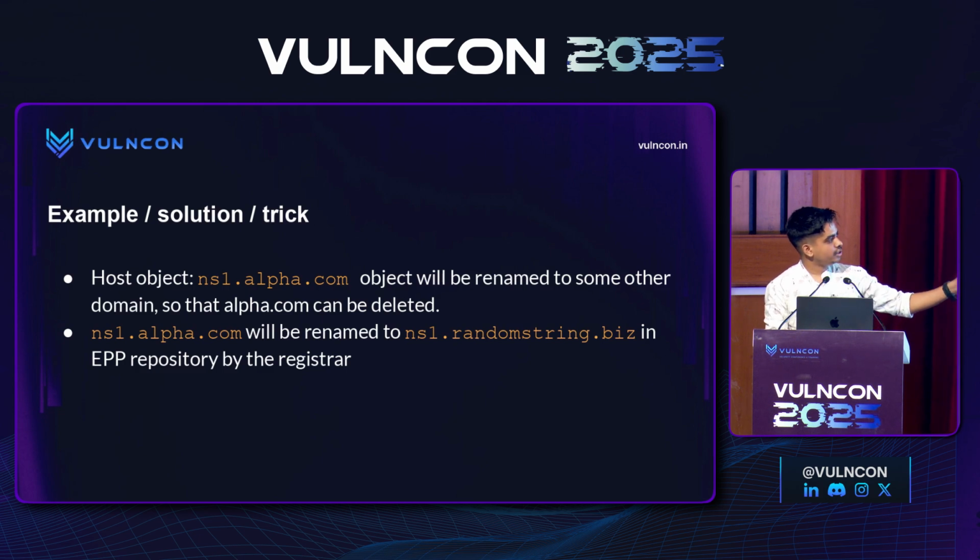Now, after the rename, beta.com has two new name servers, but beta.com played no part in it. Beta.com was completely unaware of this change. It was done from the registrar's end because the registrar wanted to delete alpha.com. So here you can see that after the DNS propagation happened, these two random string .biz domains were available for purchase. So the attacker took control of these two name servers and was able to take control of beta.com.